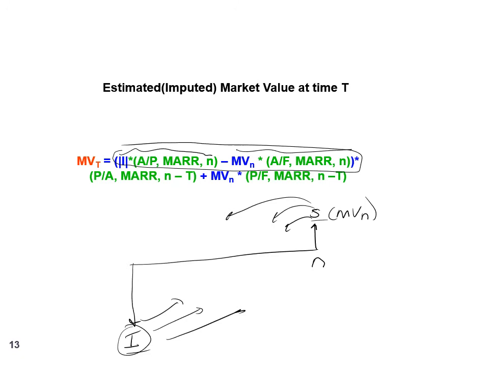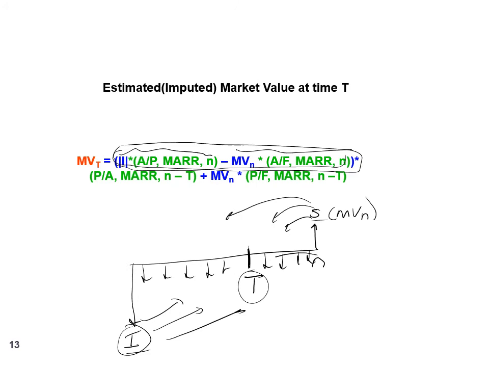Okay, so in order to estimate the market value at time T, what do we do? We find the capital recovery using this one, and then using this capital recovery, now that capital recovery is an annual equivalent expense, something like this. So what we need to do is find the market value at time T.